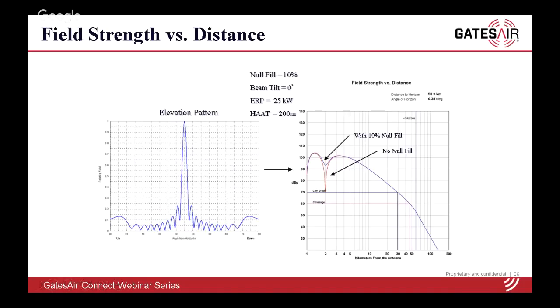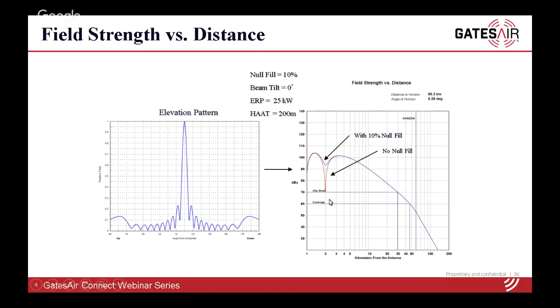As we look at what happens when we add null fill, for example, to an elevation pattern, here's my elevation pattern. And then I start adding null fill. This is my no null fill with the red lines. And if I look at the blue, you can see that when I add null fill, I actually increase the power at this point. So the people living at 2 kilometers or so from the tower actually get more signal because they're not sitting in a null anymore.